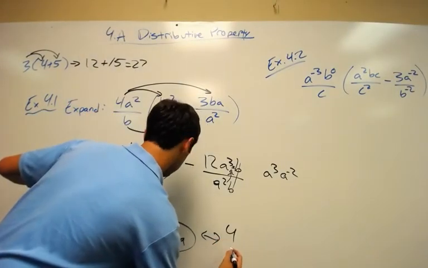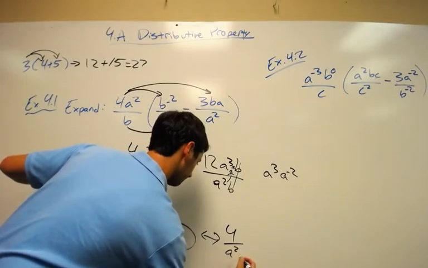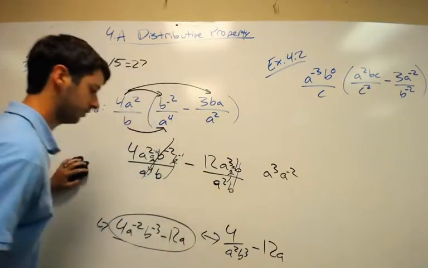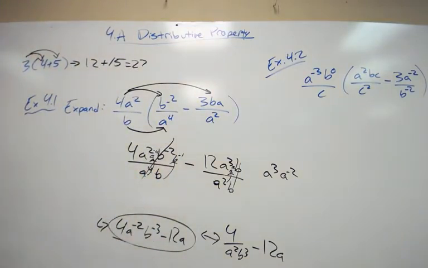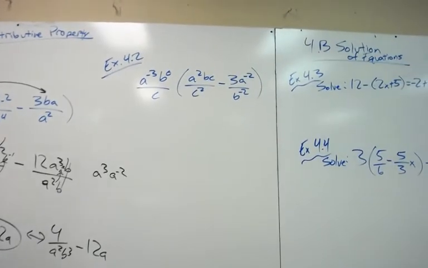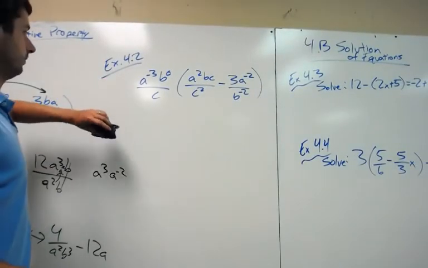4 over a squared b cubed minus 12a. You could write it that way as well. But yeah, hopefully that makes sense. We'll do one more here, and I'll show you the subtracting variable way that I just did. Example 4.2.